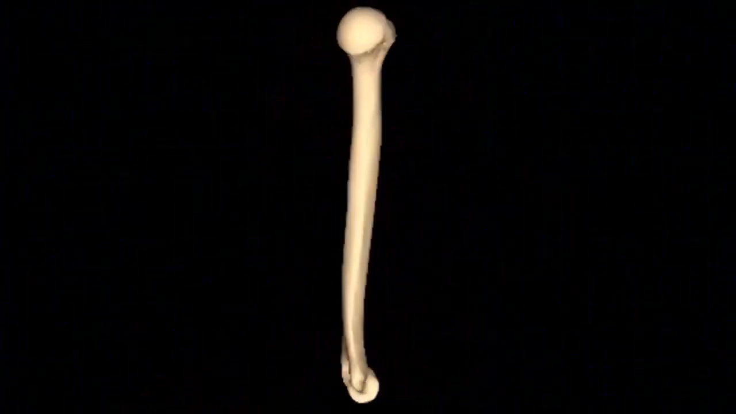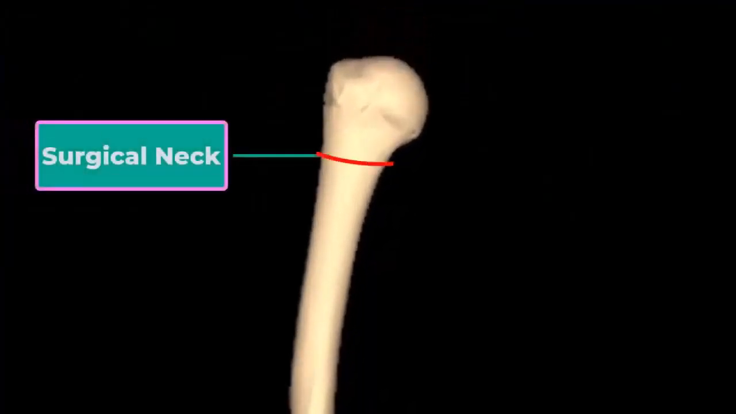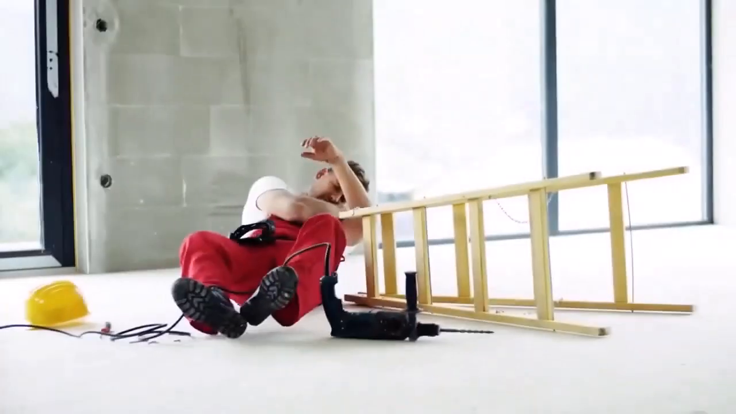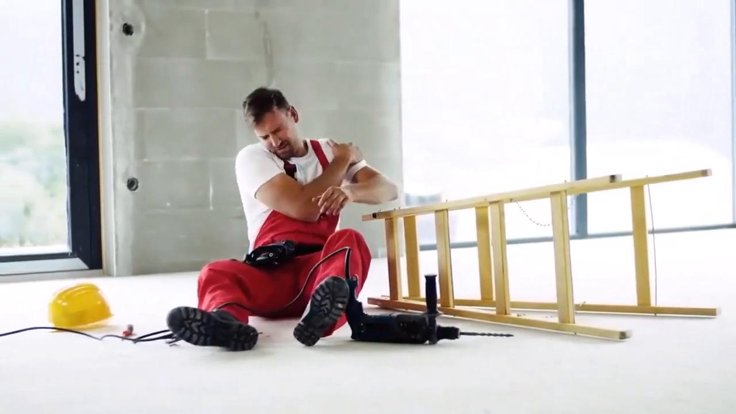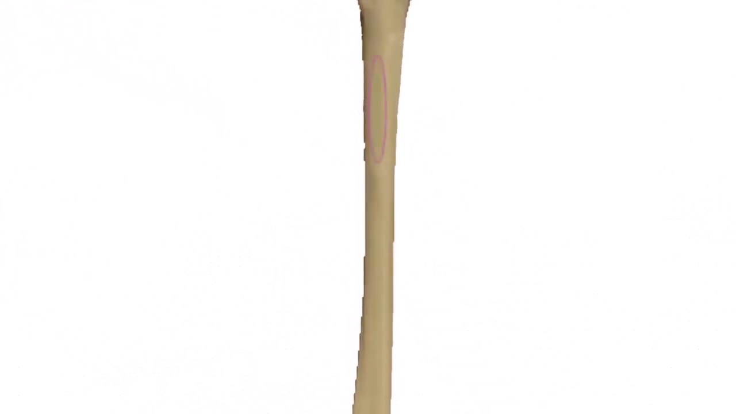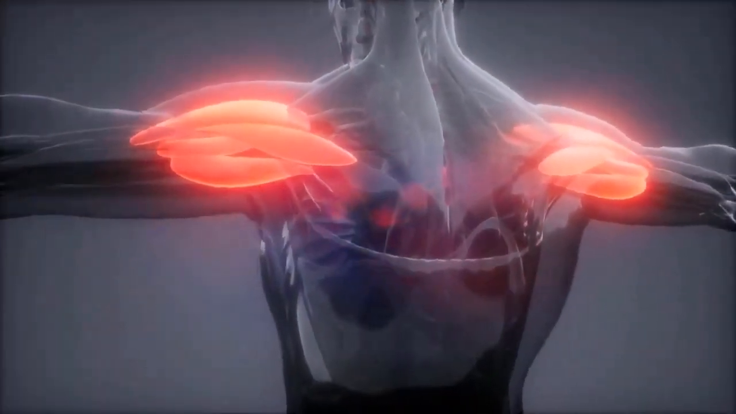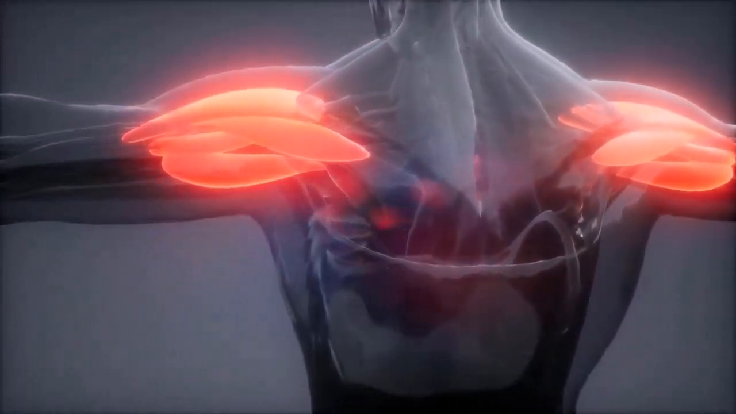The surgical neck is located at the base of the expanded proximal end of the humerus, where it joins with the narrow shaft of the humerus. The surgical neck is a common site of arm fractures. The deltoid tuberosity is a roughened V-shaped region located on the lateral side in the middle of the humeral shaft. As its name indicates, it is the site of attachment for the deltoid muscle.